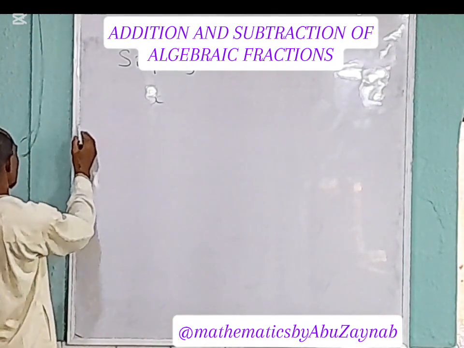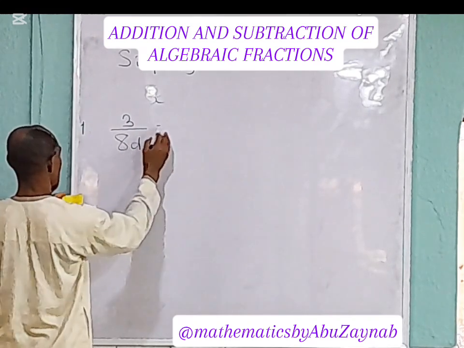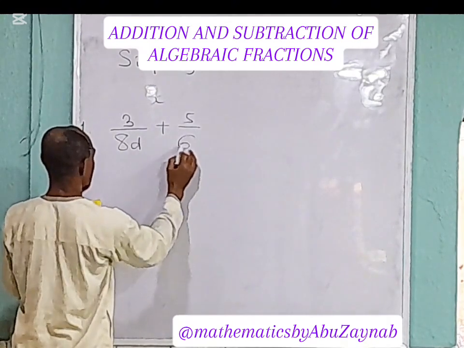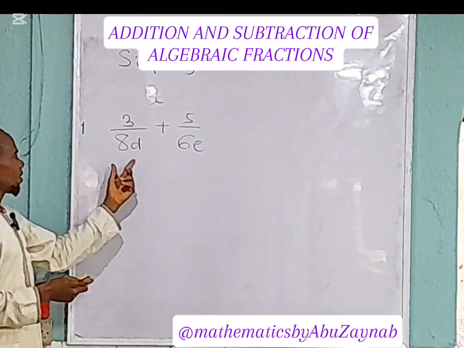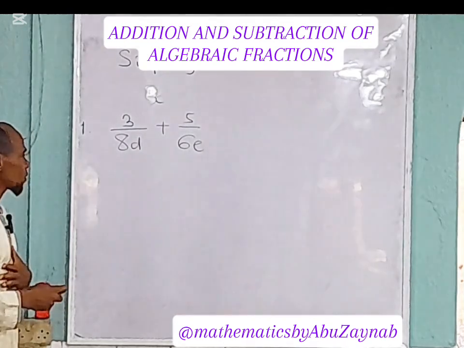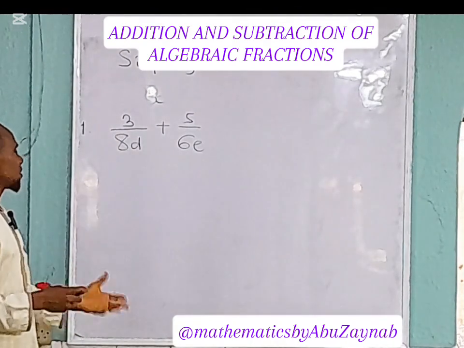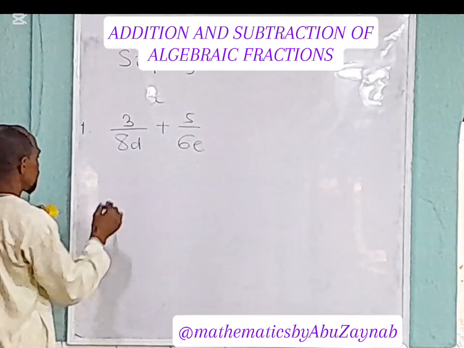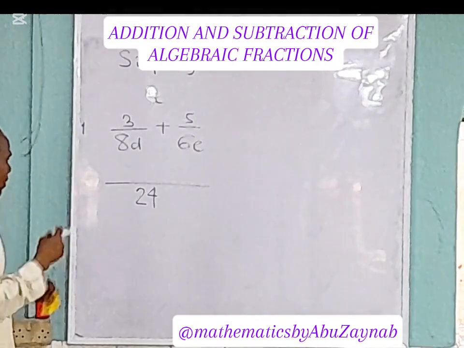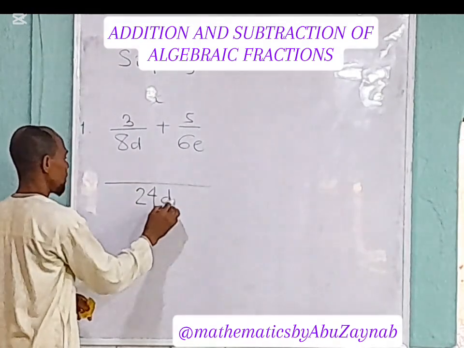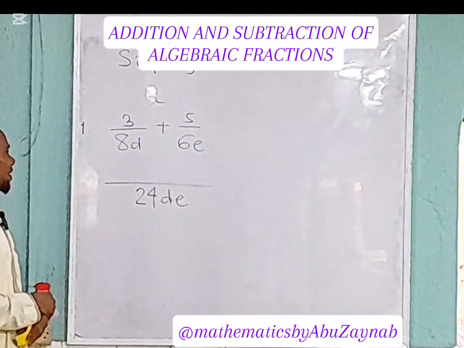To start with, let's simplify this question. We've got 3 over 8d plus 5 over 6e. So the denominators here are 8d and 6e. So the question is, what is the LCM of 8d and 6e? Of course, we have to take the numbers first. The LCM of 8 and 6 to start with is 24. That's the lowest common multiple. The LCM of d and e is also de. So together, the LCM of 8d and 6e is 24de.